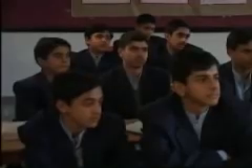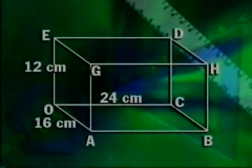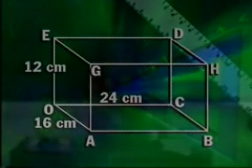Perfect. So here we have a cuboid which has got its length, say OC, breadth OA and height OE here, where OC is equal to 24 centimeters, OA is equal to 16 centimeters and OE equals to 12 centimeters. Let us just try to draw this cuboid here.